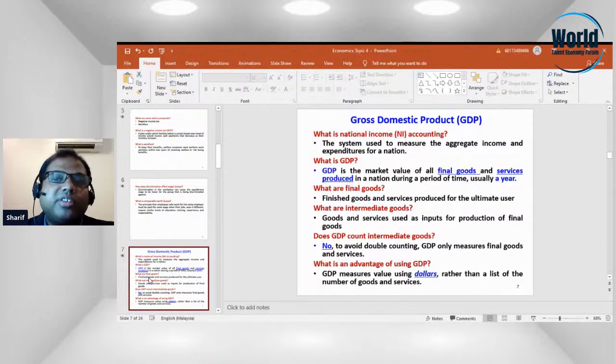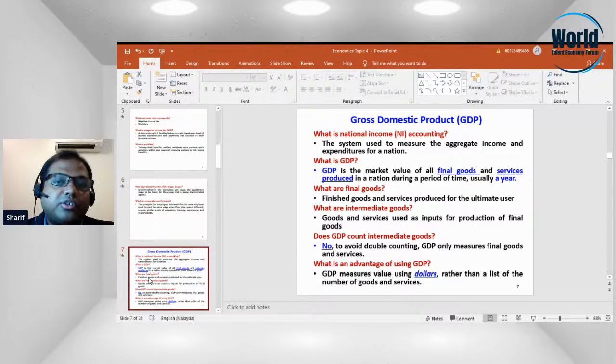GDP, gross domestic product. This is one of the very important things we're going to discuss right now. What is national income accounting, NIA? The system used to measure the aggregate income and expenditure for a nation. What is GDP? GDP is gross domestic product. GDP is the market value of all final goods and services produced in a nation during a period of time, usually a year.